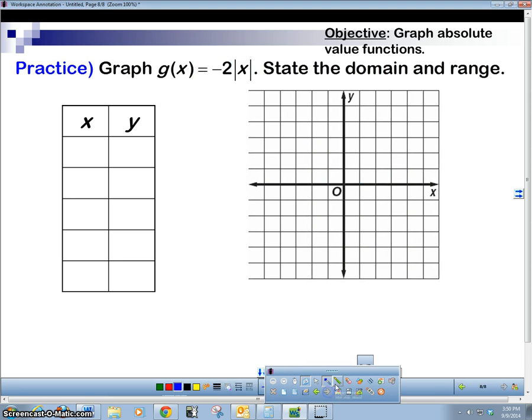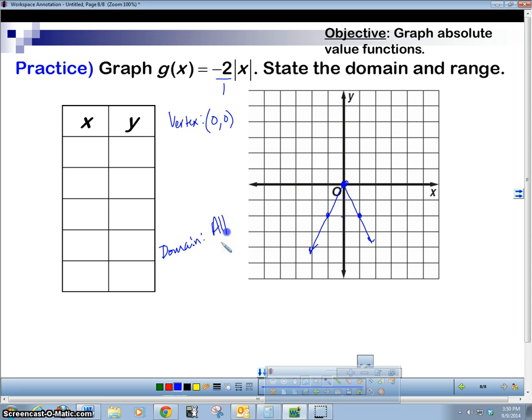Okay, let's try another one. Alright, so what is our vertex? Let's see if we can find our vertex without putting it in the form. That's right, it's 0, 0, right? So I'm going to go to 0, 0, then what I'm going to do? Negative 2 over 1. So I'm going to go down 2 over 1, down 2 over 1, draw my absolute value. That's it, guys. That's all there is to it, alright?